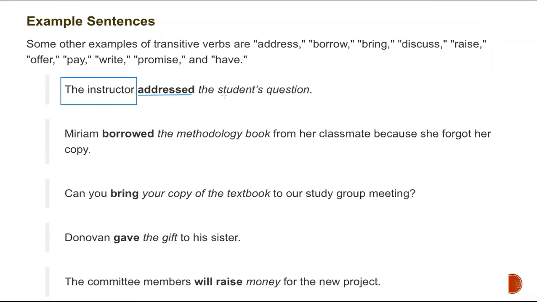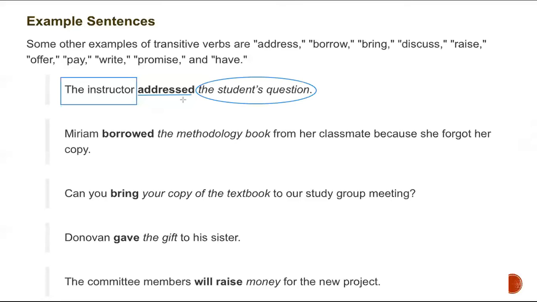Okay, now make the question, Manuel, for you to know if we have a direct object. Remember, what plus subject plus verb. Yes, we have a direct object. Which is the direct object? The student's question, yes. Why? Because if we are asked what the instructor addressed, we have the answer, the student's question.